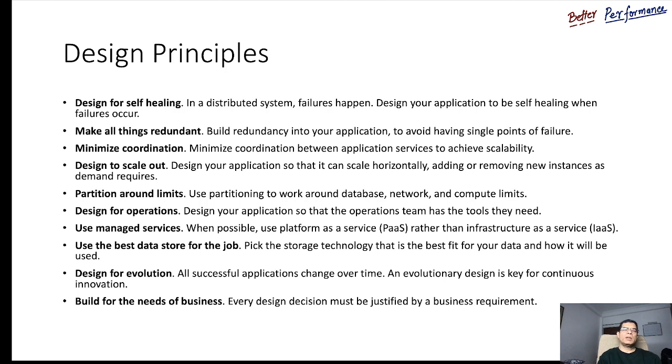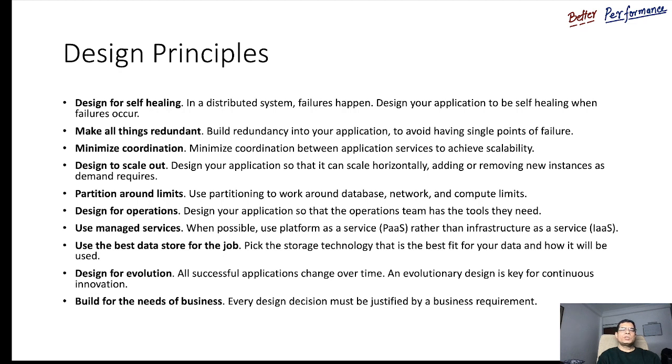Similarly, you can have designs for operations. So whenever you design these services, operations should have all the tools they need to work it out. For example, you should have EFK as centralized log monitoring, and an alerting mechanism using Kibana, Prometheus or Grafana, and it will help your operating team to manage your system well.